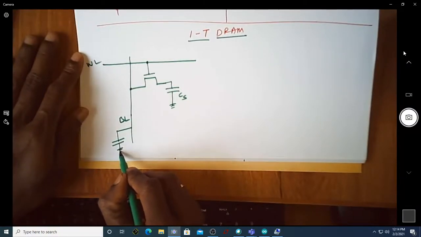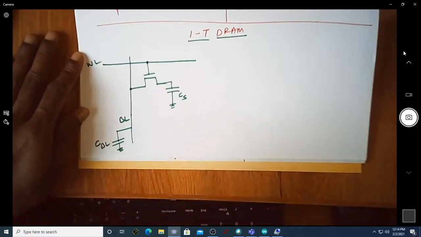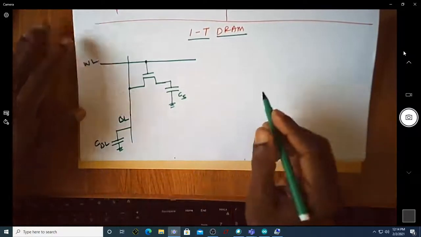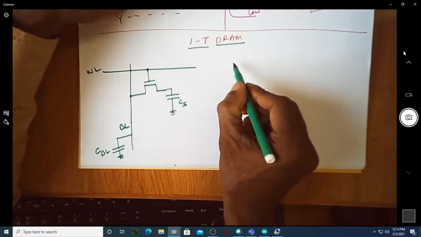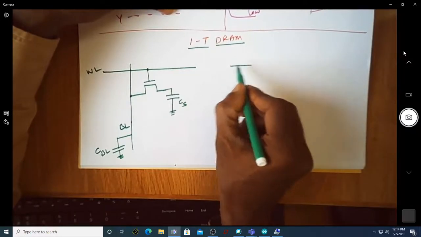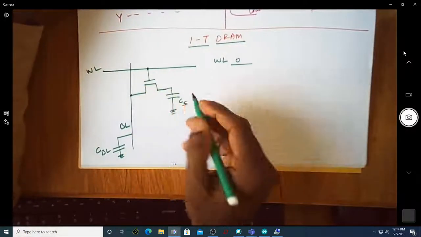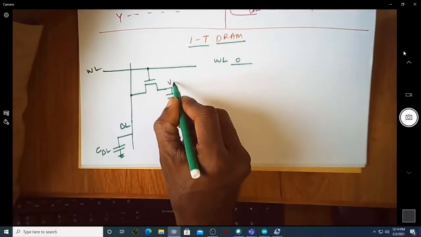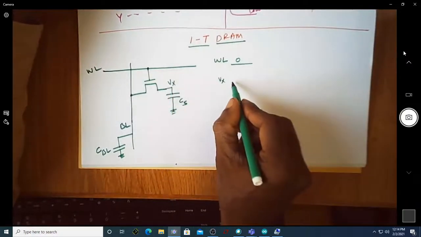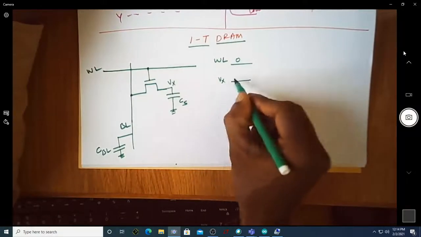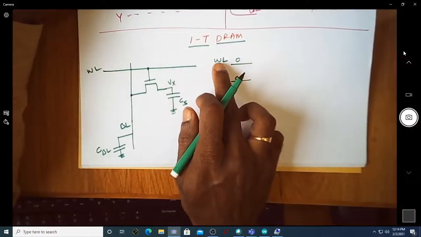So let us represent the effective parasitic capacitance of this bit line as CBL, which stands for the bit line capacitance. Let us try to understand the working of this. Under normal condition, suppose this is the word line. If the word line is 0, this MOSFET is off. Let us assume this is the voltage at X, and let us find out what Vx is. If you assume that initially the voltage across this capacitor is 0 volt, then you will have Vx as 0 when the word line is 0.